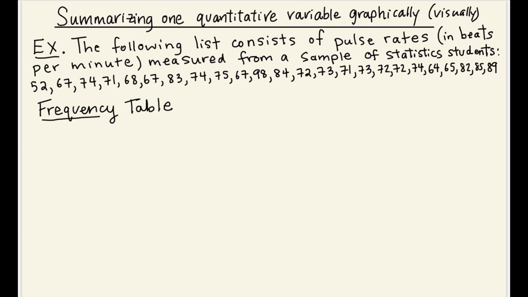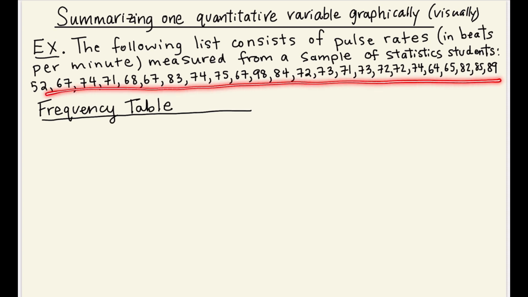And the way that I'm going to construct the frequency table is I'm going to come up with some classes for my data. So I'm going to partition the data into classes. And since these are pulses, the classes that make the most sense to me are pulses that are in the 50s, pulses that are in the 60s, pulses in the 70s, etc. Okay, so I'm going to start by making some classes for the pulse rates.